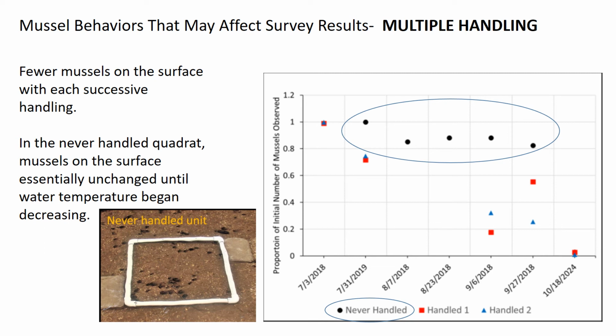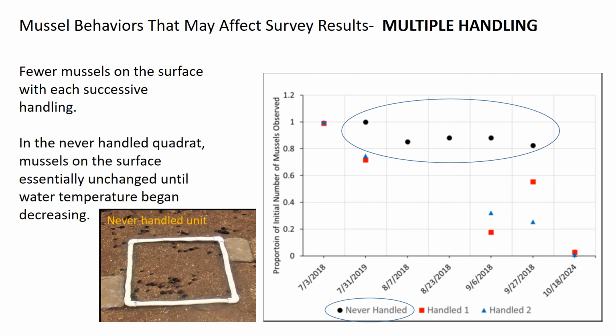With subsequent dates, as we handled the mussels, the red squares and the blue triangles show aggregations where we handled them, and you can see that the number of mussels declines with time. Over here by October, the water was getting cold, winter was coming on, so the mussels were going to bury anyway. But as we handled the mussels, the proportion on the top decreased.